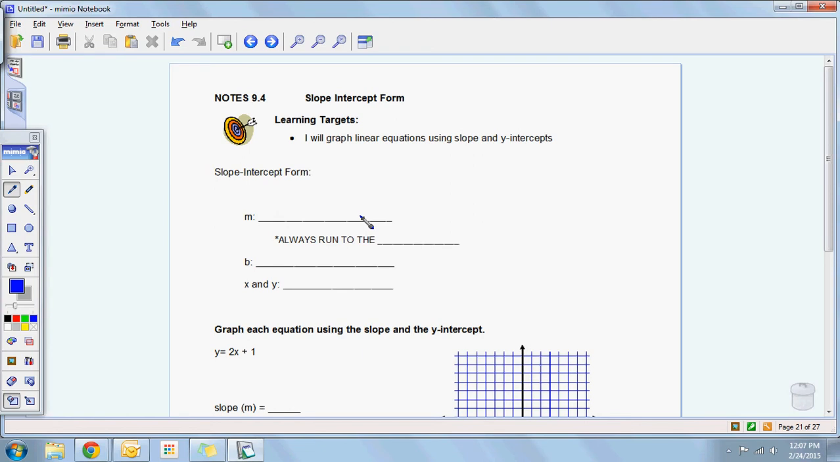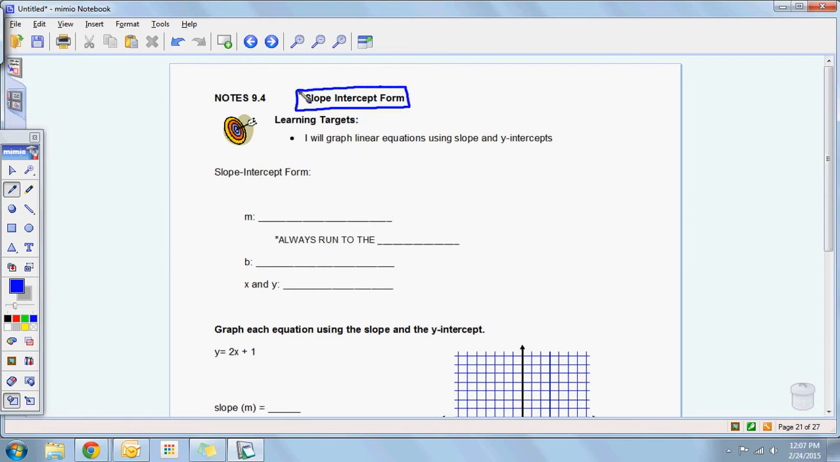This is your section 4 notes, and today we're going to be talking about slope intercept form. I know I said yesterday or the day before that I loved slope. That was my favorite, but I just love this too. Slope intercept form, you're going to love it. We're going to graph linear equations given a special little formula.